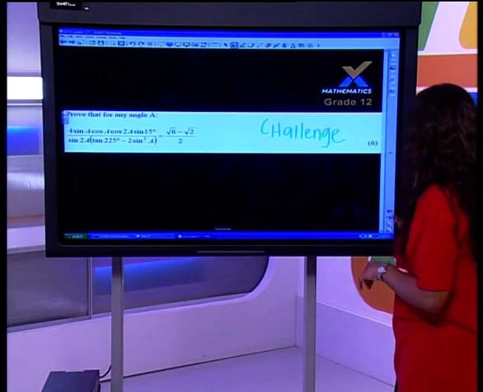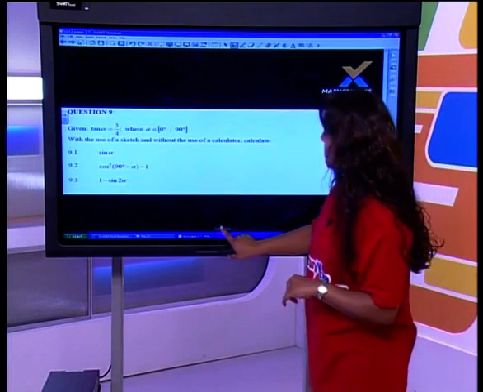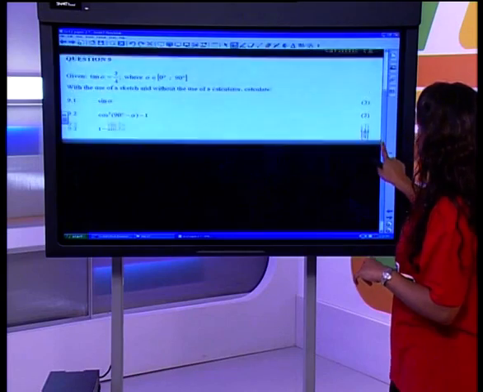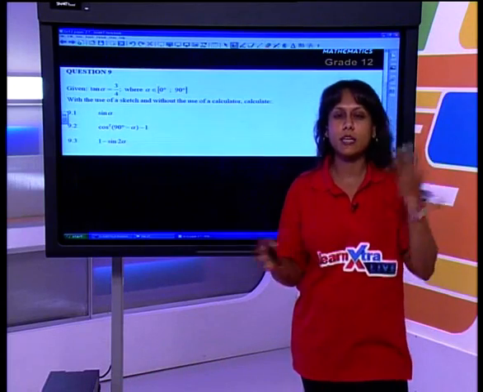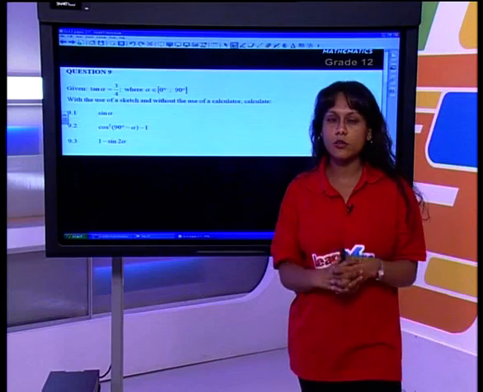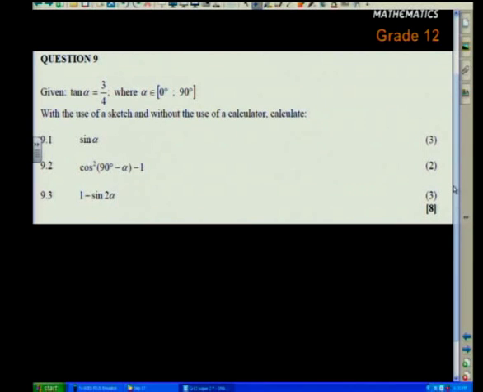All right, so I think we're ready to go on to our next question for today, which comes from the same paper, question 9. Also another typical exam question. If you go through any exams in the last few years, you're bound to see a question similar to this, where they say, given tan of alpha is equal to 3 over 4, and alpha is between 0 and 90, with the use of a sketch and without using a calculator, calculate, and they give you a few things to calculate. So this is a typical exam question once again.